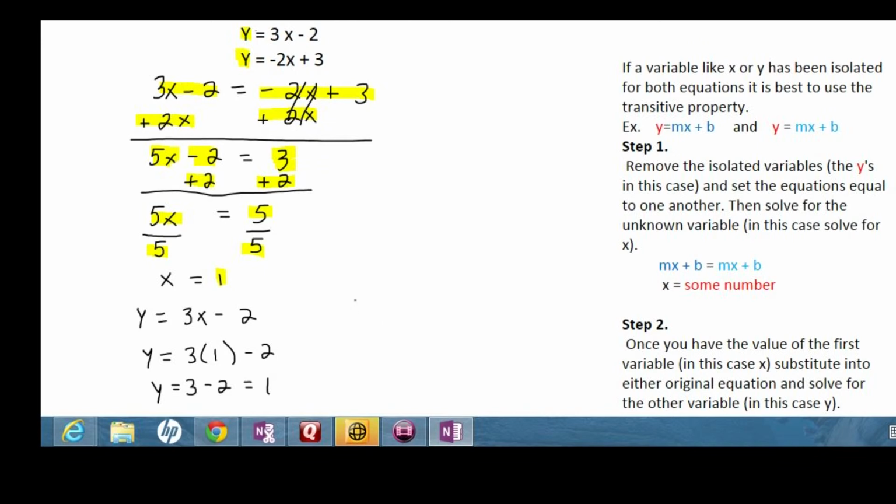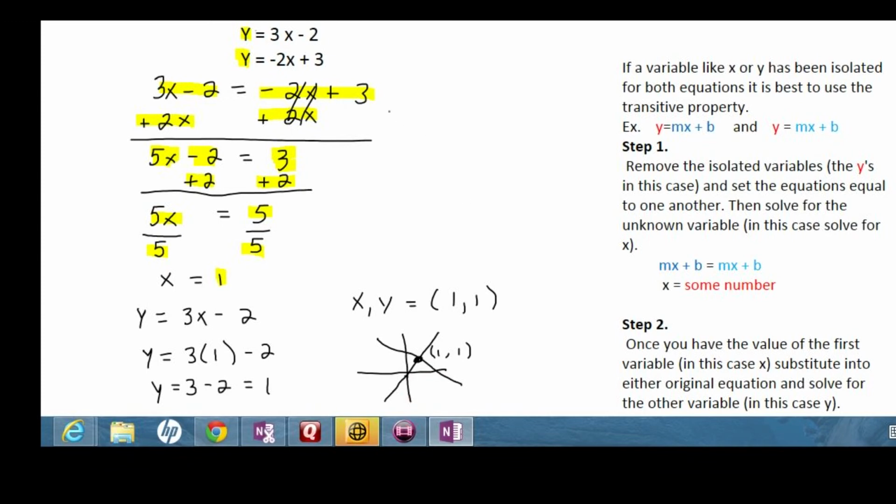So now I have an ordered pair of 1, 1. If I were to graph this, 1, 1 would be the point where these two lines cross. And that represents the solution to this system of equations.